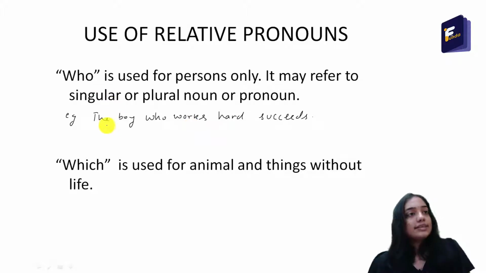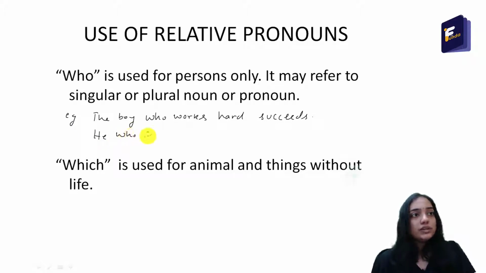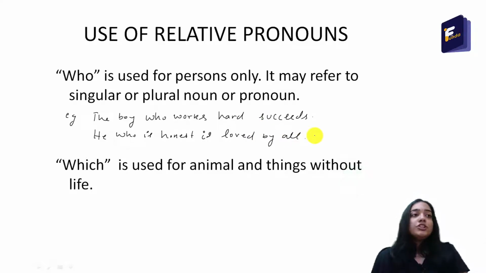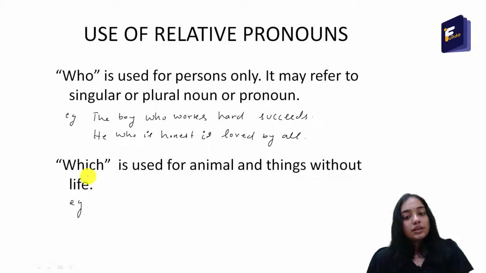So another example is, he who is honest is loved by all. Which is used for animals and things without life. So, for example, if I say, the horse which won the race is Bali's.